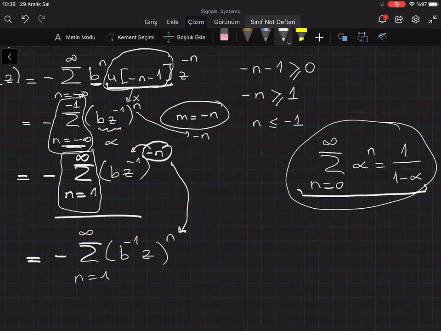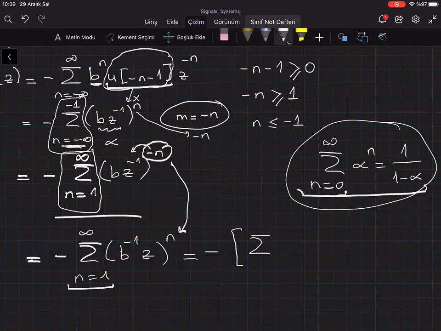Anlaşıldı değil mi arkadaşlar? So now I have, but I don't have 0 right now. I have 1. How should I deal with this problem? How do I deal with this, arkadaşlar, like this? Minus m equals n minus 1. It's also possible. I do it like this.